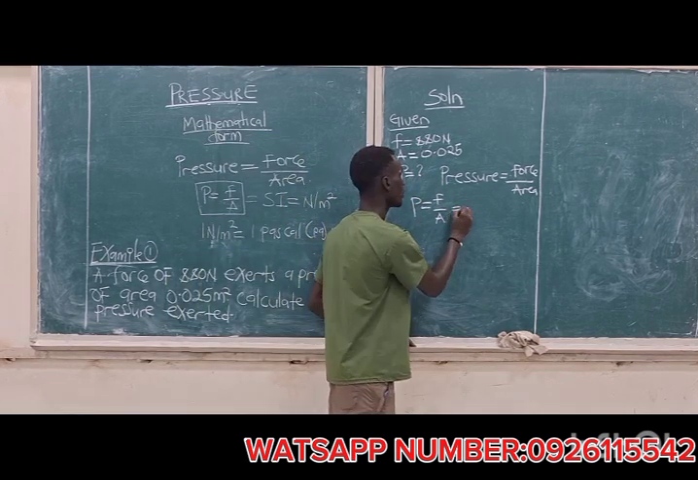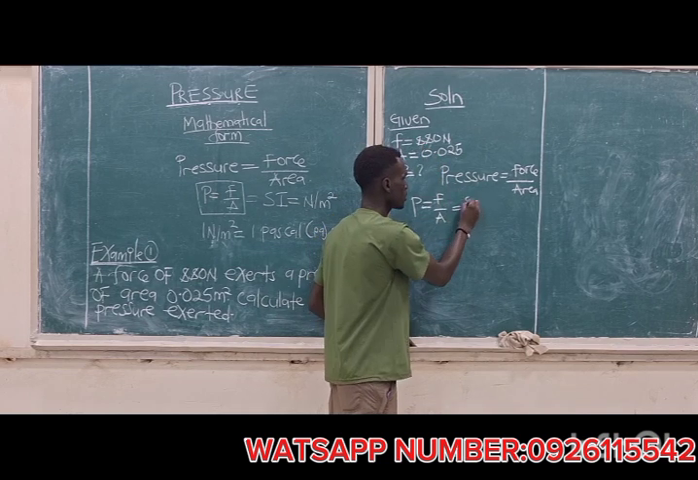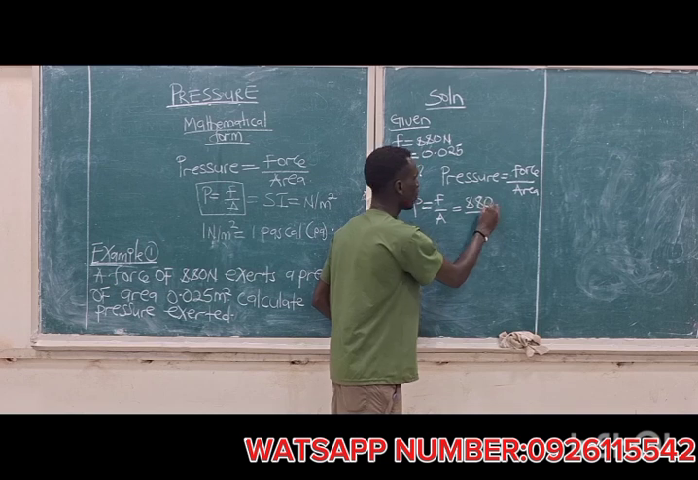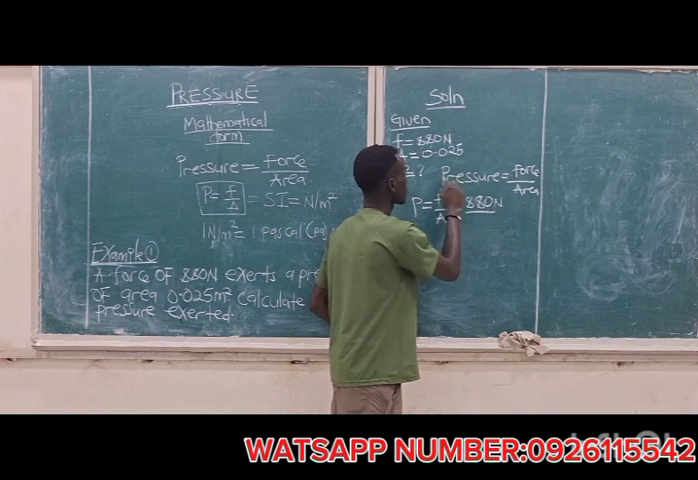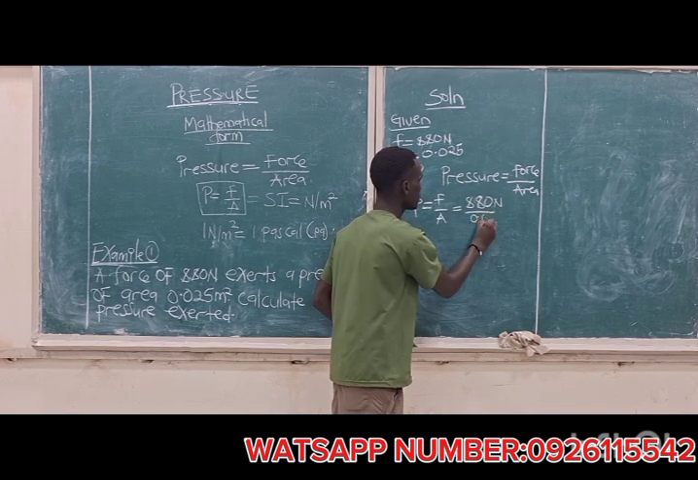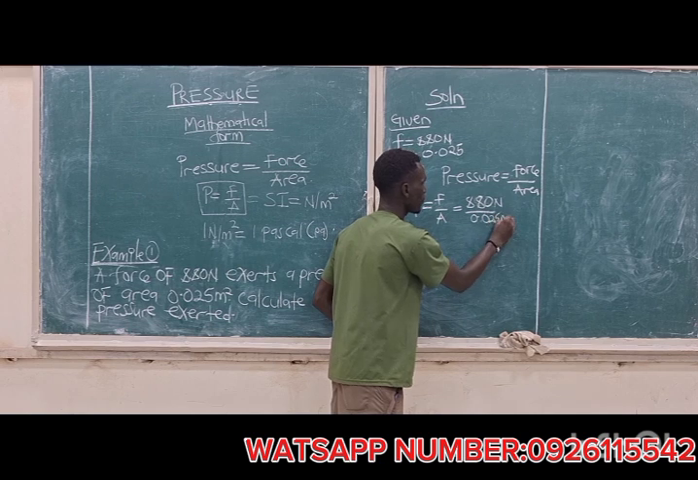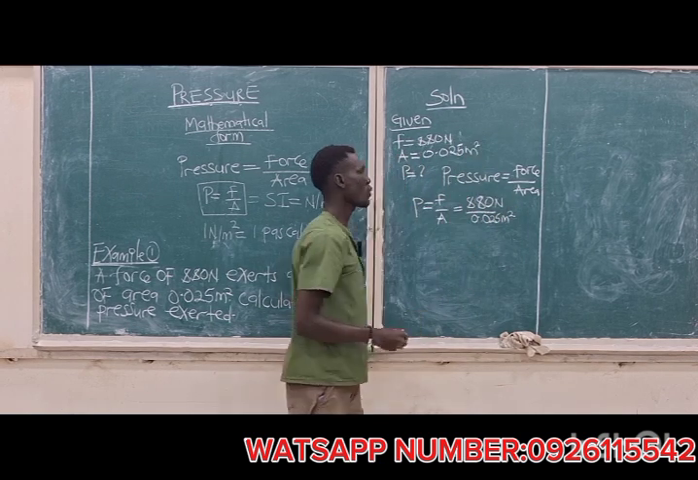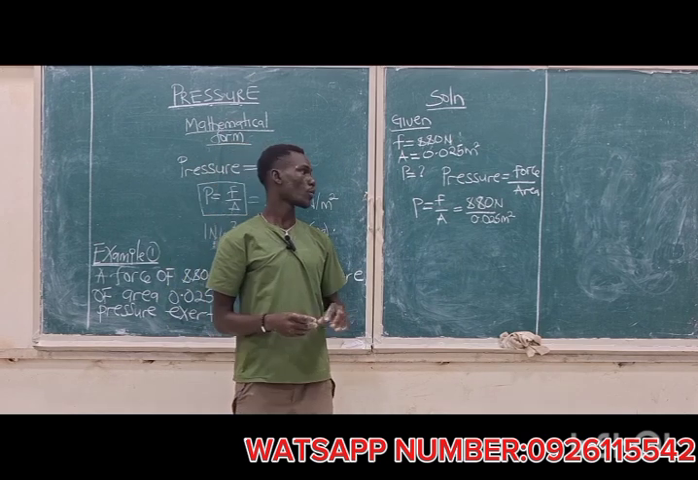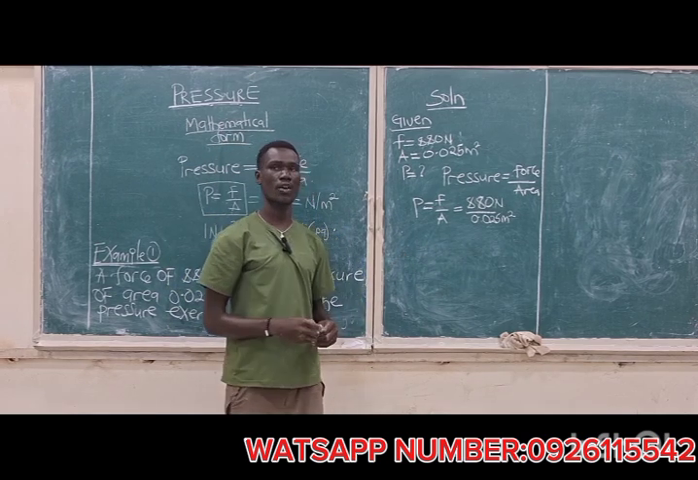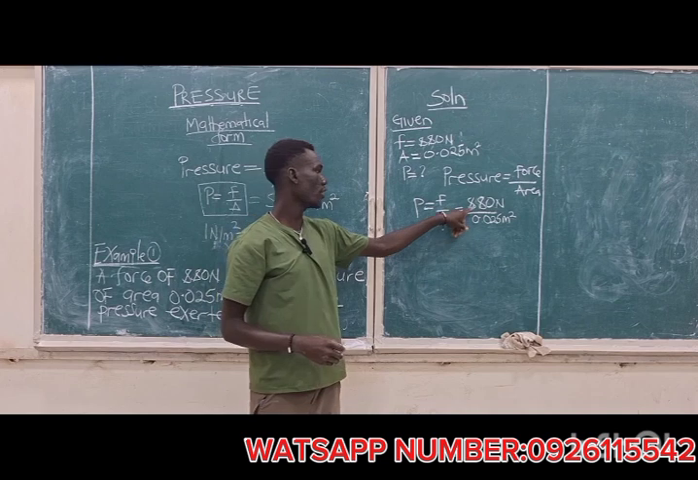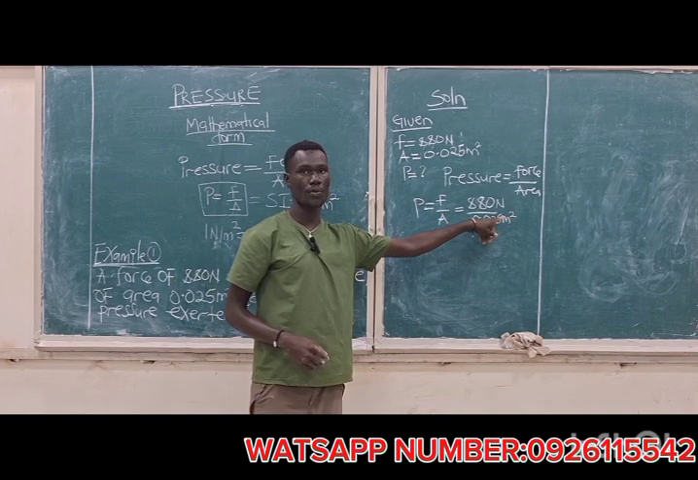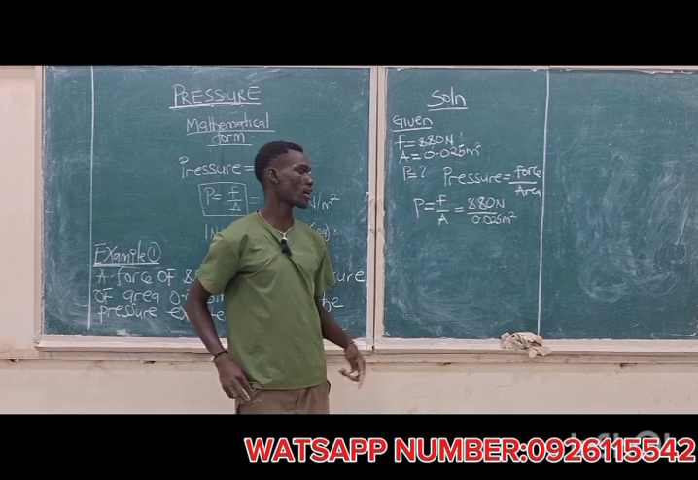Therefore, force is equal to 880 newtons all over 0.025 meters square. This one is Newton, this one is meters square. So here we are going to solve our problem and get pressure. 880 divided by 0.025. So let's punch it in our calculator.